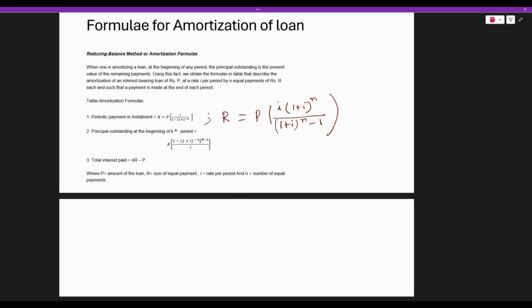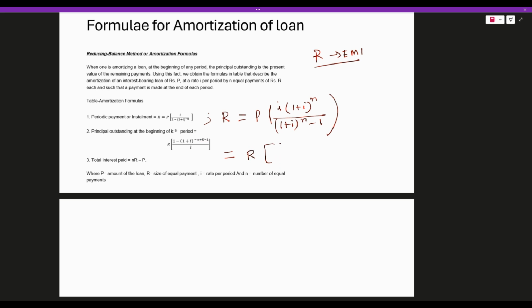Sometimes people multiply this one by n minus k plus 1. Then this will be changed to what? Principal outstanding at the end of kth period. This is going to be R into, R means what? That EMI. R we will take as EMI always. So R stands for EMI. Then EMI into, following the same method, multiply by n minus k plus 1.